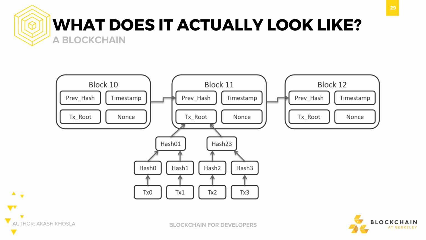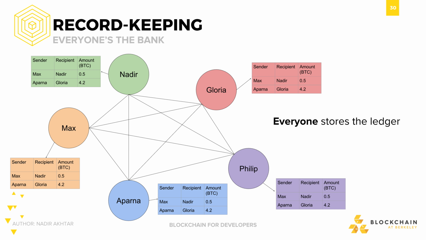So this is what it actually looks like. We won't quite build up intuition for this yet, but by the end of this segment, you will definitely understand how this all comes together. So everybody's the bank in this case. Everybody keeps a copy of the ledger, and we can all do governance this way.